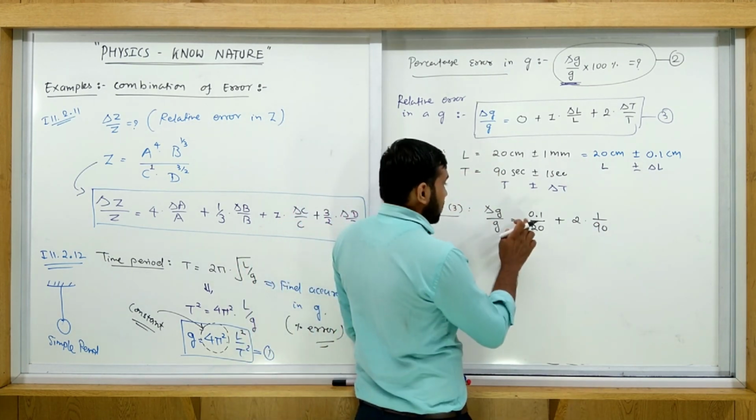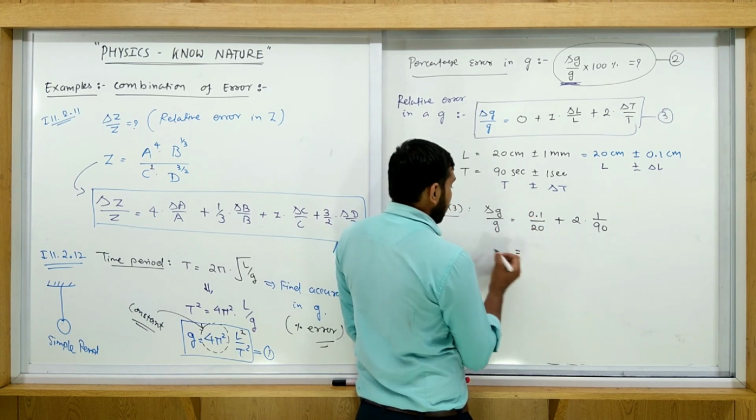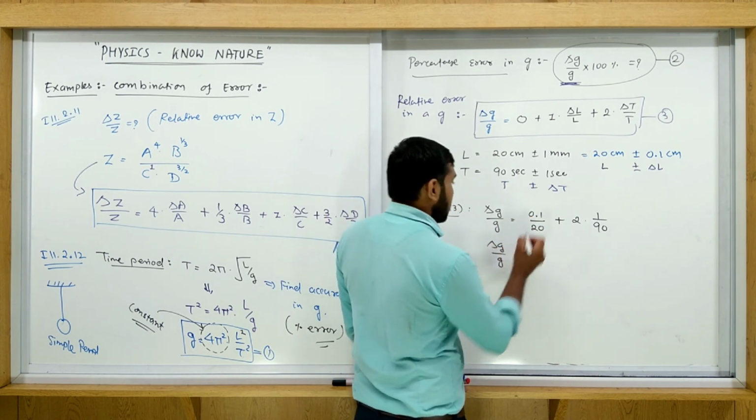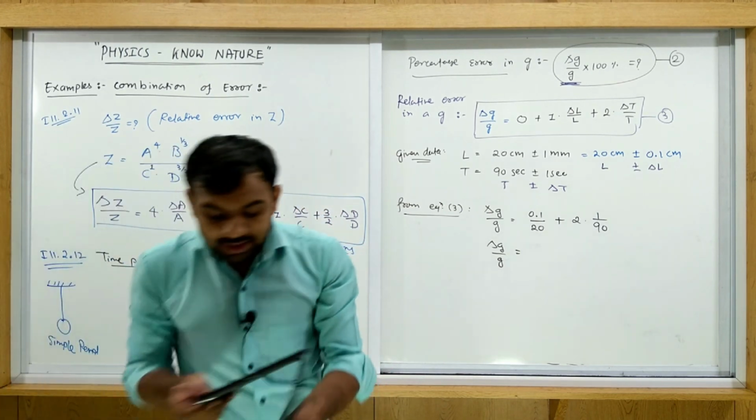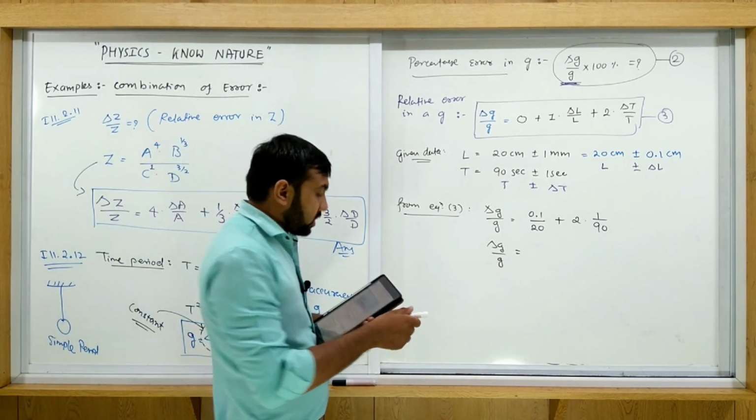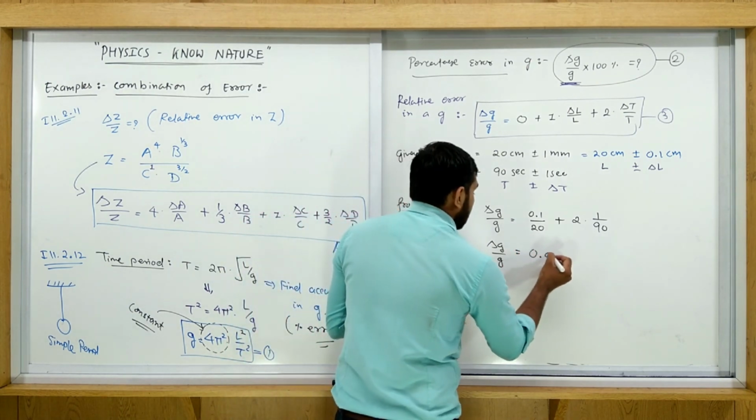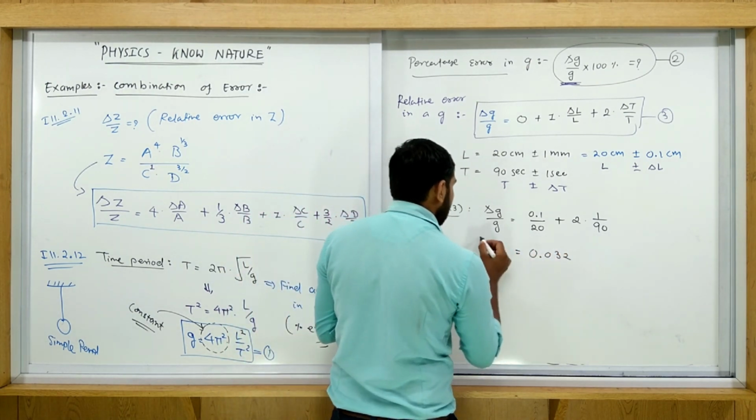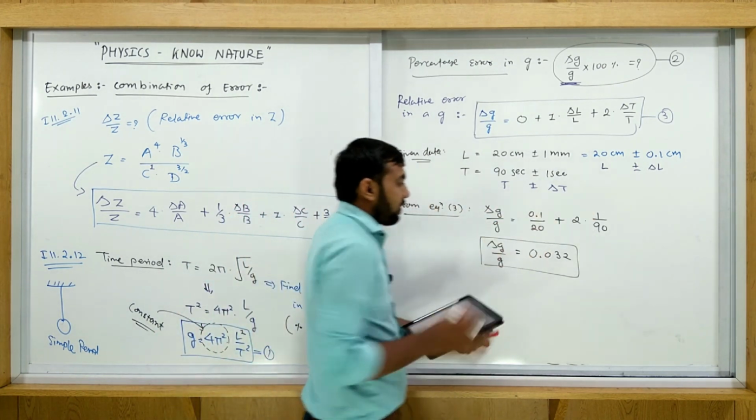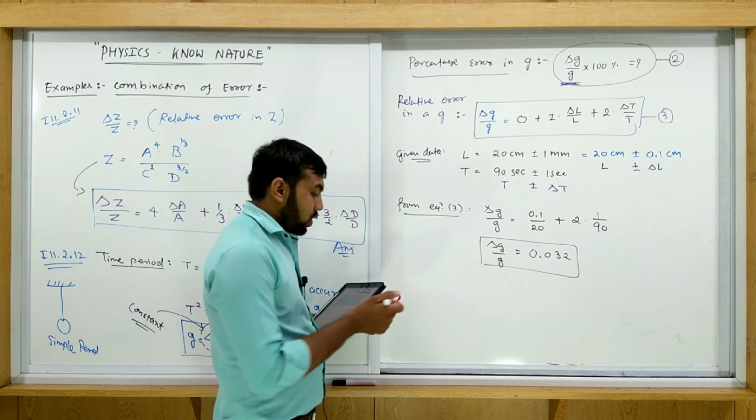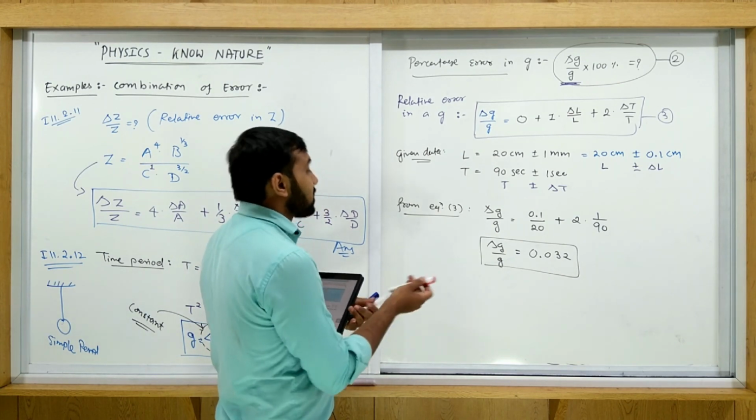What do you get here? So finally you get this answer for delta g upon g. You just calculate by yourself. So finally you get this answer equal to 0.032. You calculate by yourself. This is homework. So you get this answer. Okay. So put this value in equation number 2.